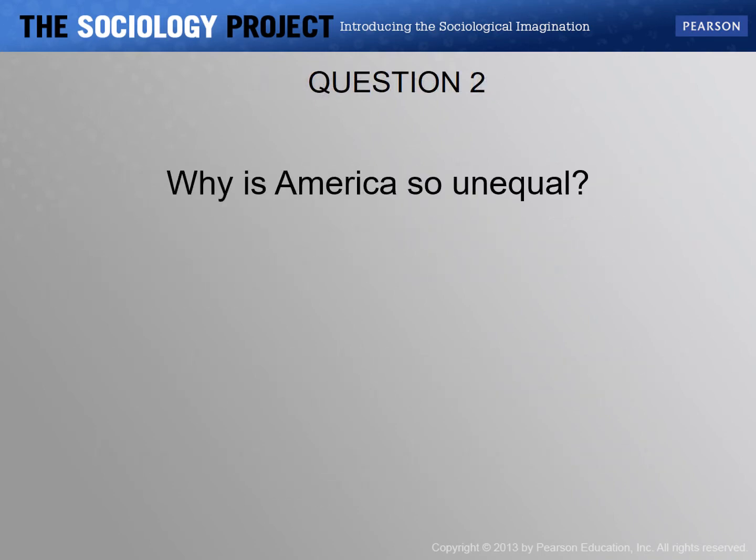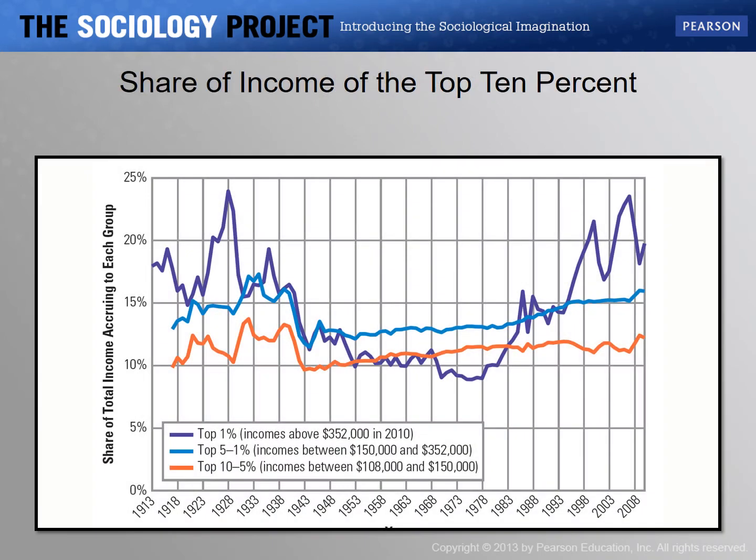Question 2 is, why is America so unequal? That's a very difficult question to answer. What's important here is to look at the purple line, which is the top 1%. Those are people making over $350,000 a year, which is a lot of money. You saw the same thing happening back before the Great Depression in 1929. There's a big gap between the top and the bottom.